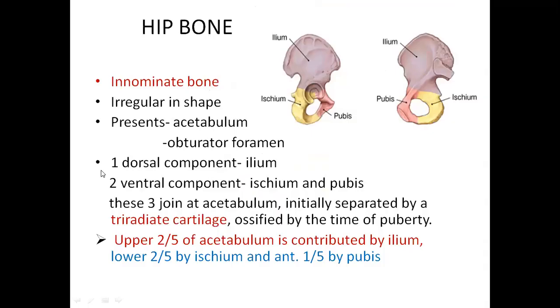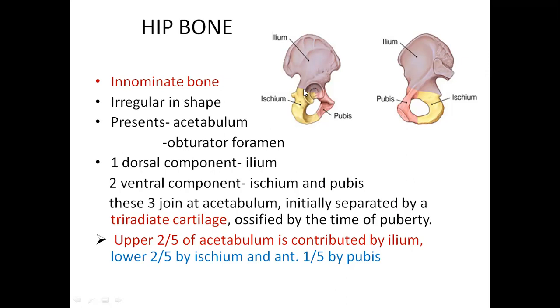So now see, hip bone, it's also called as innominate bone. So we have seen it is quite irregular. It is presenting a cup-shaped depression, that is acetabulum. There is a big foramen here, that is obturator foramen. So this whole thing is the dorsal component where we have the ilium. Ventral component, anteriorly we have pubis and posteriorly we have ischium. All these three bones are joining at a common point, that is acetabulum.